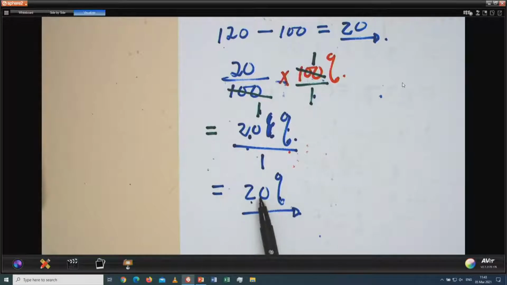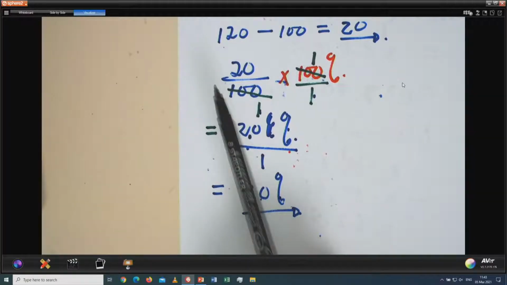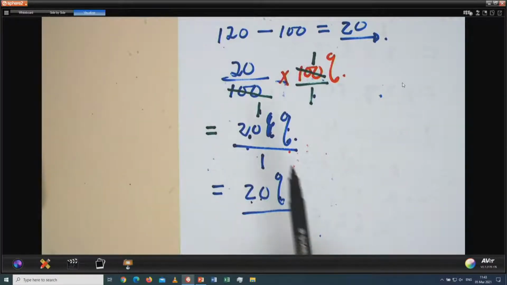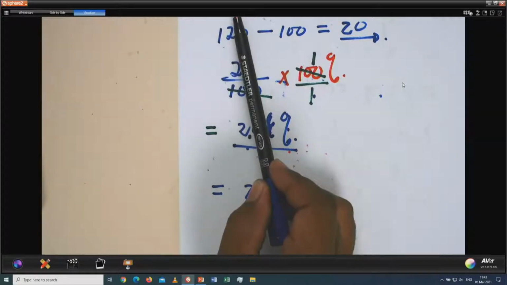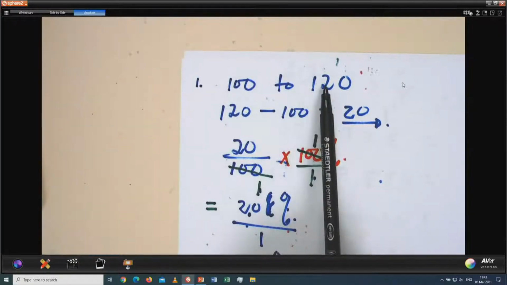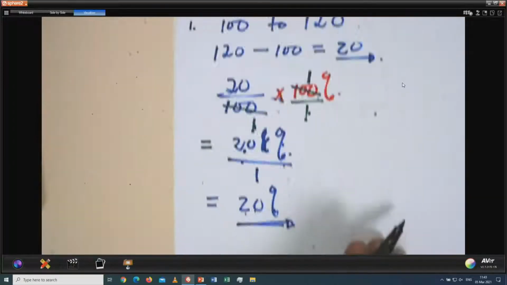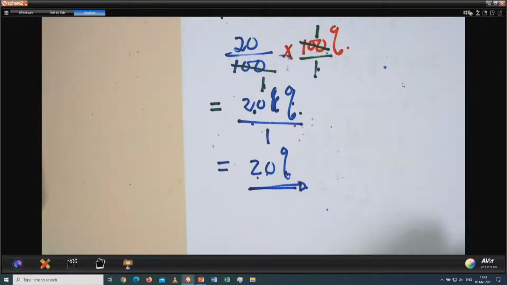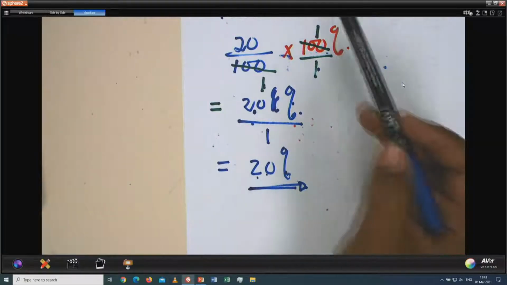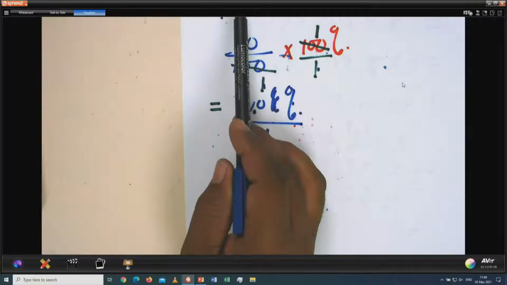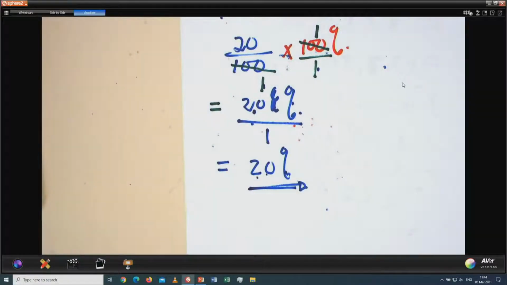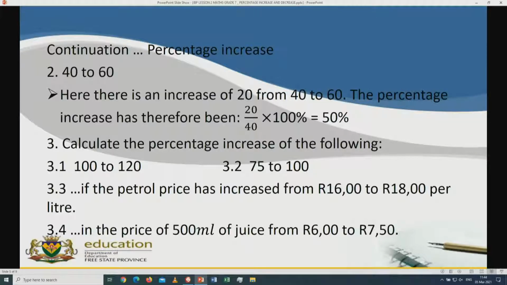The 20% of 100 is 20. Now if I add that 100 with the 20, we get 120. Therefore, this will be our answer: there is an increase of 20%, which resulted in 120 from a number 100. Let's look at the second one.